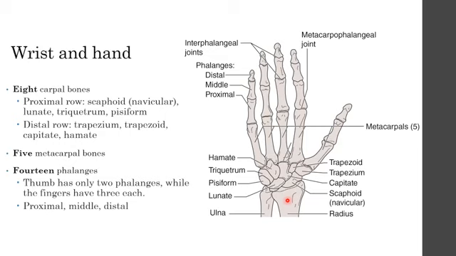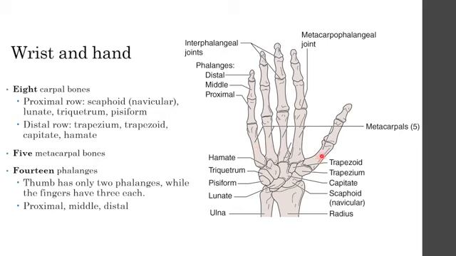All right, moving on to characteristics of the wrist. We have a total of 8 carpal bones. These carpal bones are the bones that make up the actual wrist. They are divided into a proximal and a distal row. After that, we have 5 metacarpals.